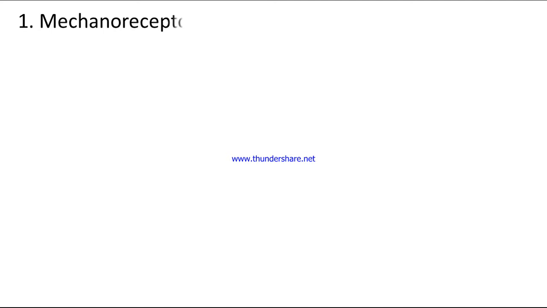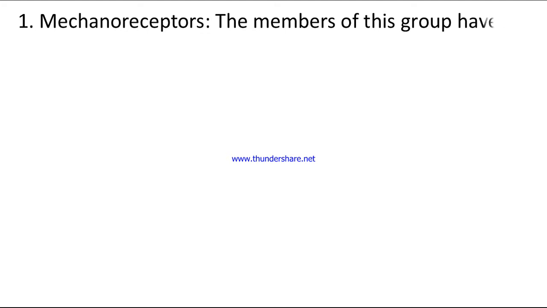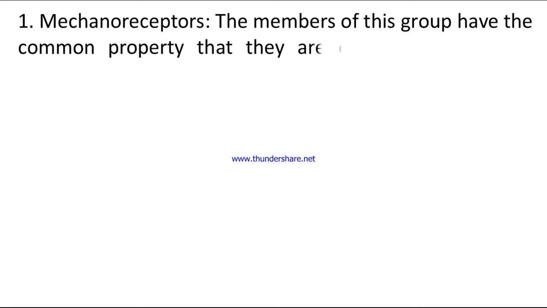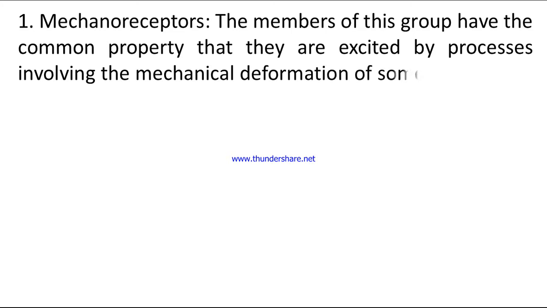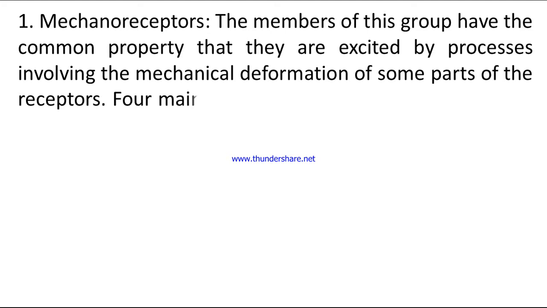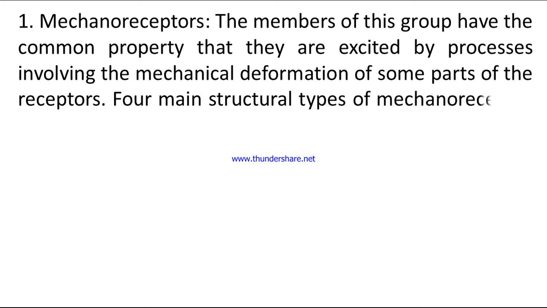Number 1, Mechanoreceptors. The members of this group have the common property that they are excited by processes involving the mechanical deformation of some parts of the receptors. 4 main structural types of mechanoreceptor may be distinguished.